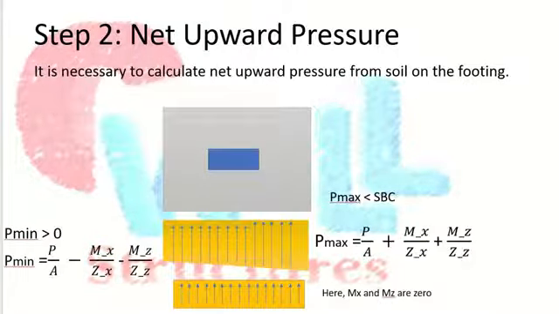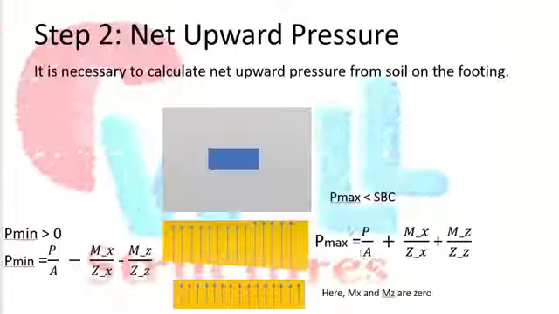Next step is to determine the net upward pressure. It is very necessary to determine the net upward pressure, which is whatever pressure comes from the soil on the footing, and that will be from the downward to upward direction. You can see in the diagram, here is the plan diagram for the footing, okay, and these are the pressure distribution diagrams from the soil, which is from the downward to upward direction. You can see I am showing the arrow from downward to upward direction.